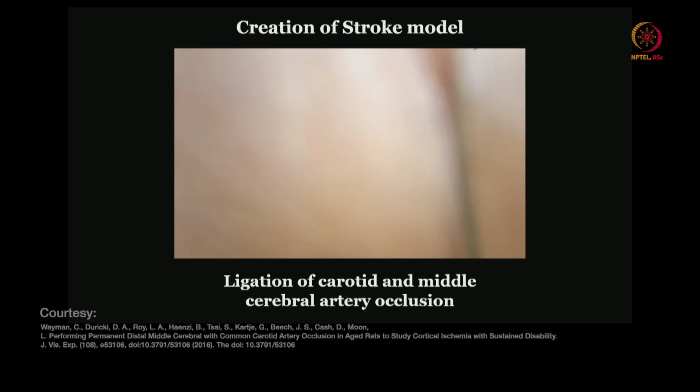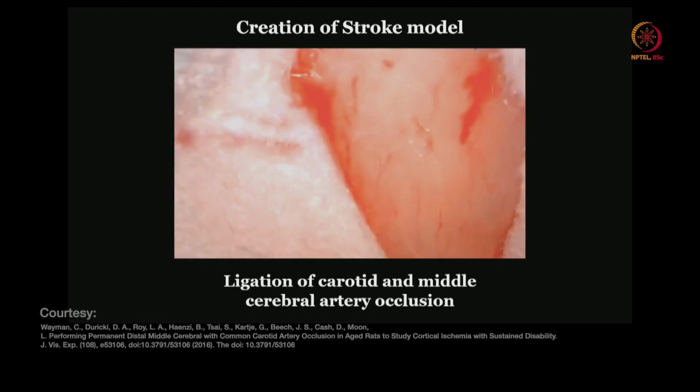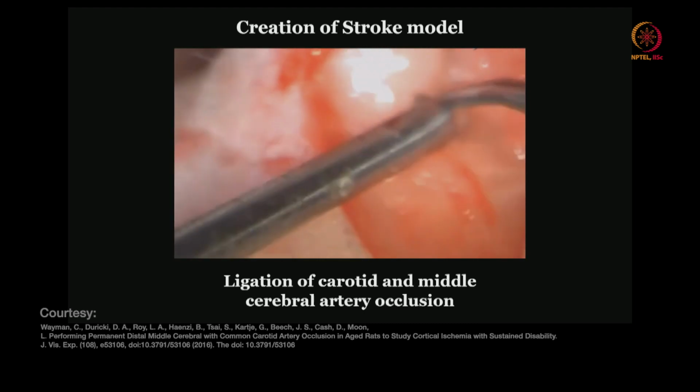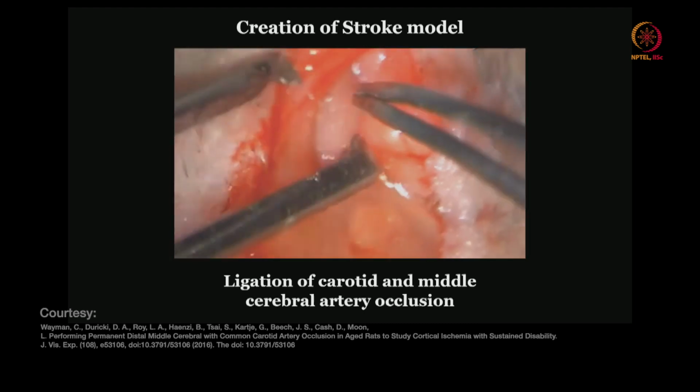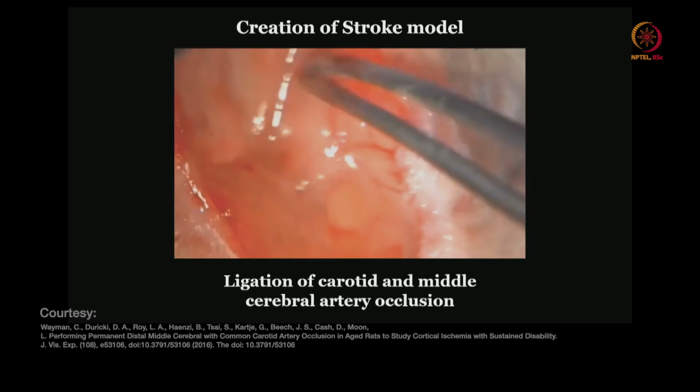All right, so another major additional surgical procedure that accompanies creation of a stroke model is the ligation of the carotid and middle cerebral artery. So it is always combined to achieve a good stroke model. What I'm trying to say is that it is not enough just to expose the middle cerebral artery and occlude it with bipolar forceps. What we are showing here is the neck dissection.